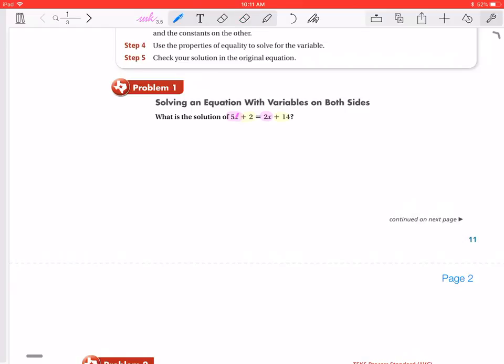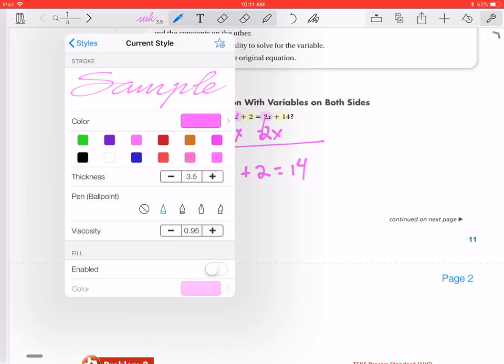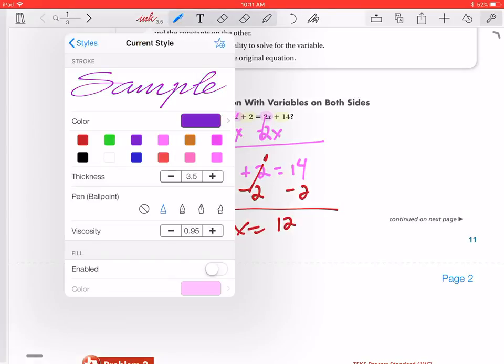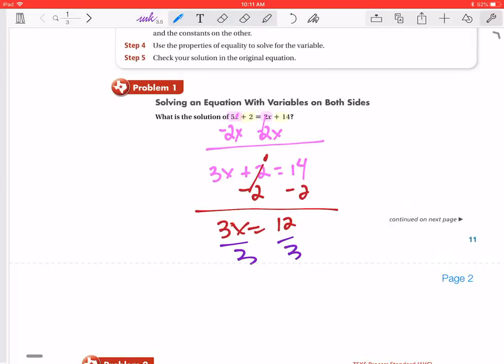So I'm going to subtract the 2x instead, because 5x minus 2x is going to keep my variable positive. Then that's going to give me 3x plus 2 is equal to 14. Now I'm going to move my constant, so I'm going to subtract 2 from both sides. I'm making my zero pair because that becomes 0. So now that's 3x is equal to 12. We divide both sides by 3, so then x is equal to 4.